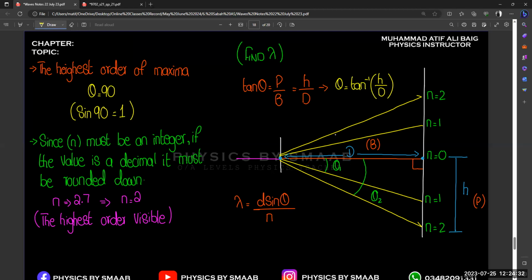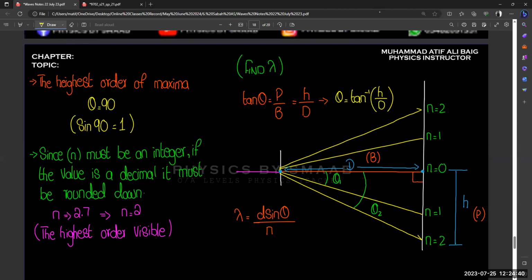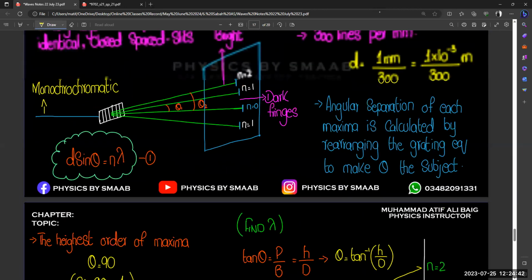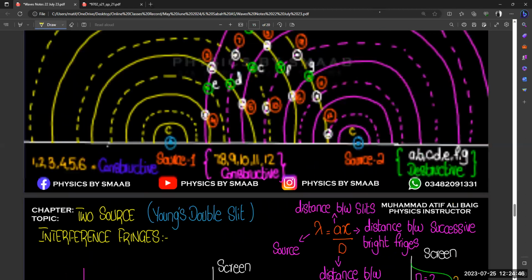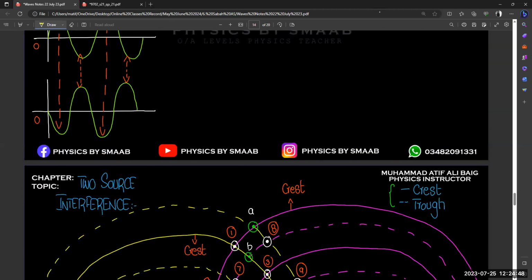So this is the experiment, right? Got it. Any confusion, any question from other topics in this chapter? No. And this is the last topic of your waves and superposition section. So that is the end of your wave section and superposition.